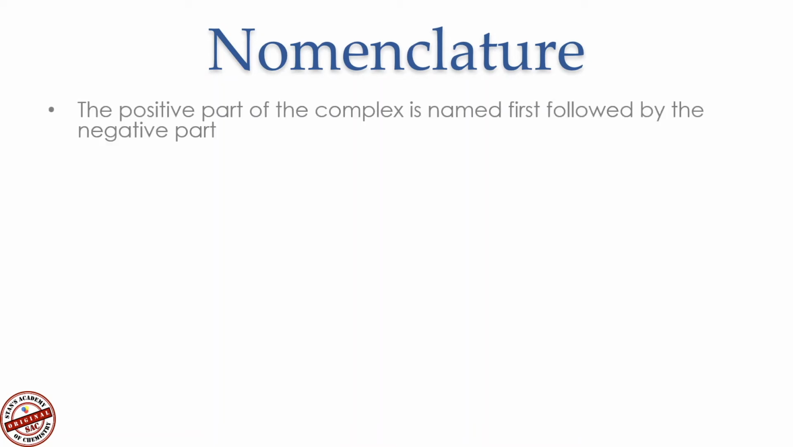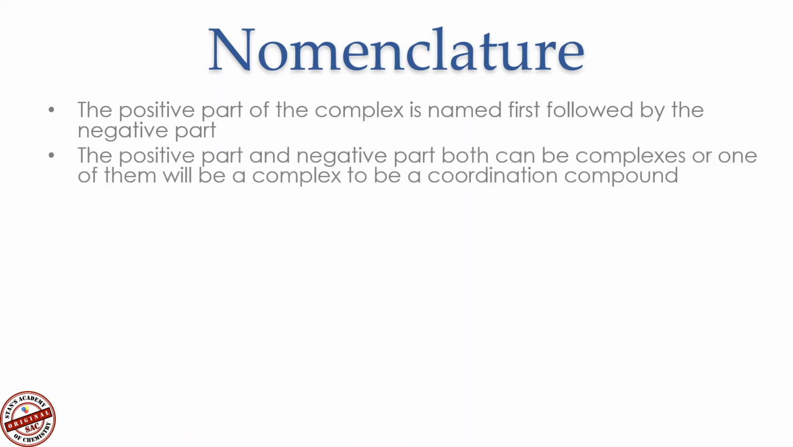We will take a quick look at nomenclature of complexes. Like in ionic compounds, we always name the positive part of a complex first, followed by the negative part. The difference is that in a complex compound, the positive part and the negative part can both be complexes, or the positive part can be just a metal and the negative part a complex, or the positive part can be a complex and the negative part a negative ion.